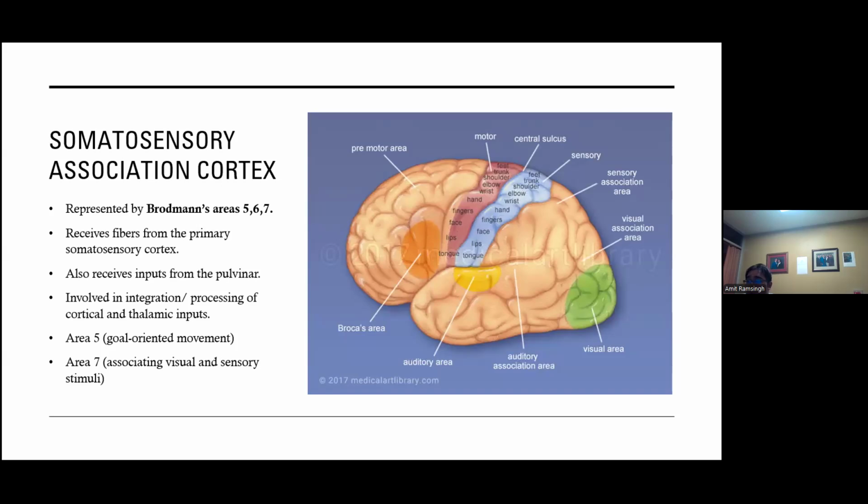We have the somatosensory association or supplementary cortex, represented mainly by areas 5, 6, and 7, according to the literature. It receives fibers from the primary somatosensory cortex, and it also receives inputs from the different thalamic nuclei, such as the pulvinar, and it's involved in the integration and processing of different cortical and thalamic inputs. So area 5 could be thought of as more goal-oriented movement, and area 7 is thought of as more associating visual and sensory stimuli.